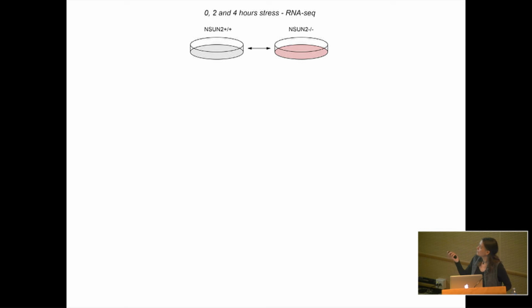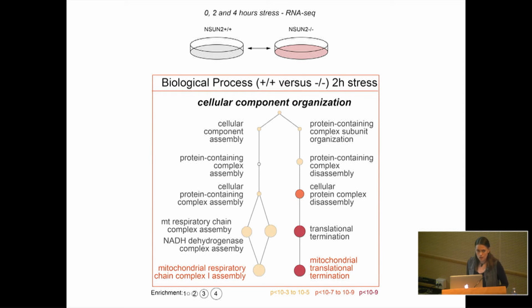Since we did it in a time course, after 2 hours of the stress we literally only find one GO category changed. And this GO category was all related to the mitochondria. It was mitochondrial translation termination, or respiratory chain complex 1 assembly. I think this is really nice because it confirms what we found in the metabolic screen. But this is the first instance that happens. So what happens later then?